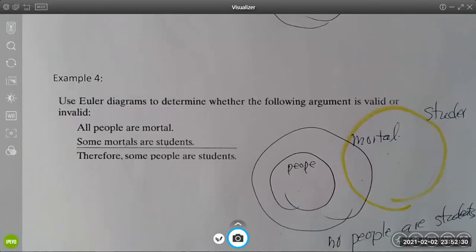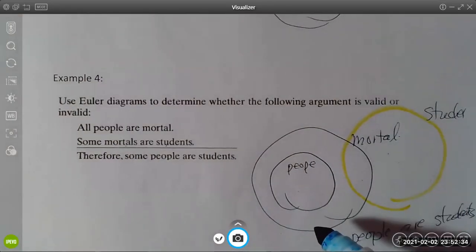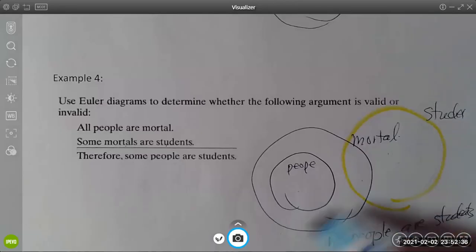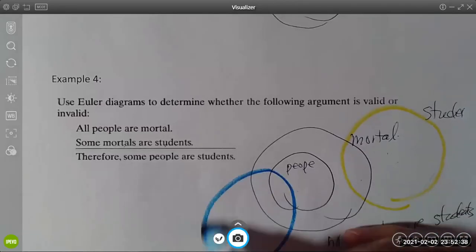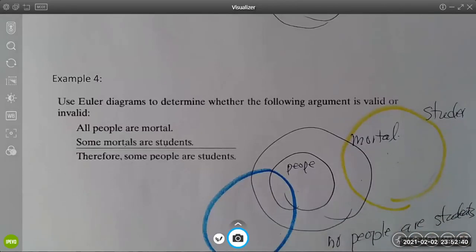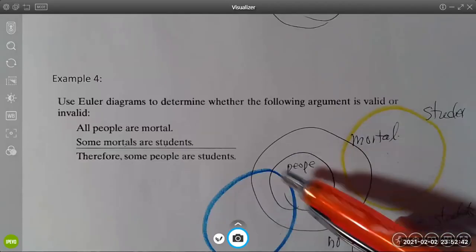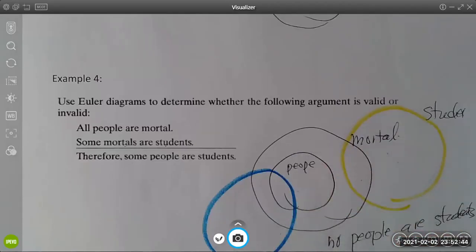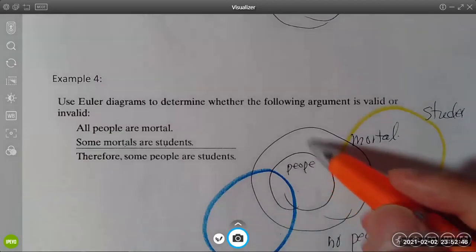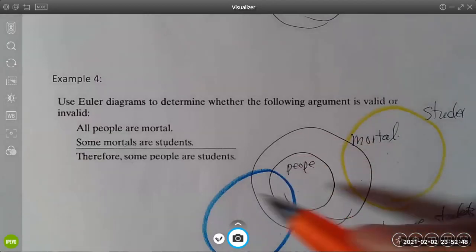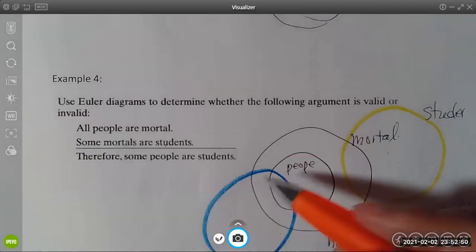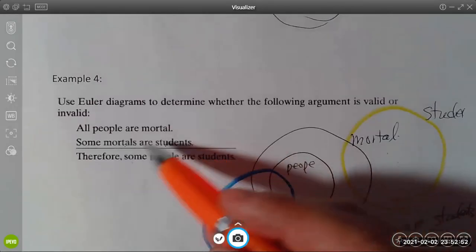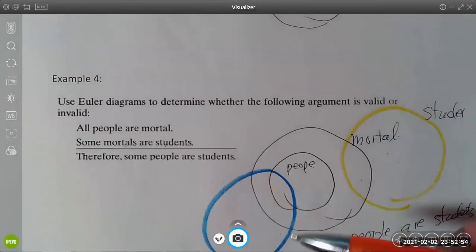Where's my marker? Now let's say I can draw my student circle this way. This way is just a different way to draw it. Still, this mortal circle overlaps with student circle, right? I still fulfill the requirement of this second premise.